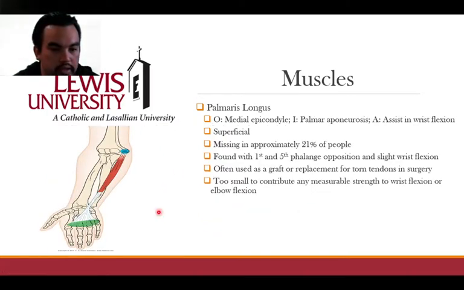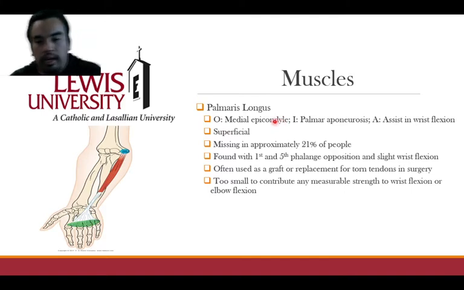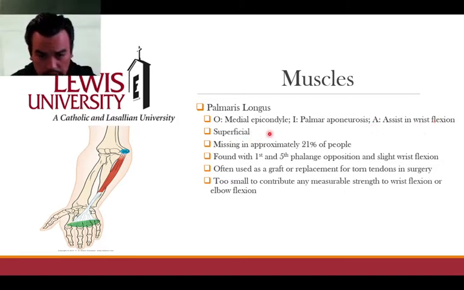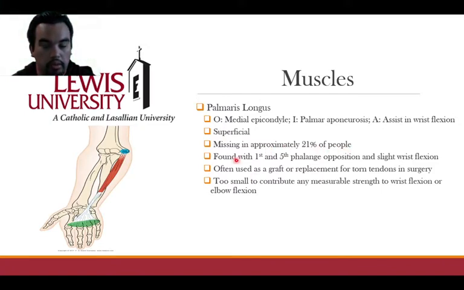Palmaris longus, that is on the medial epicondyle, and it goes to the palmar aponeurosis. It assists in wrist flexion. It's superficial, and it's actually missing in about 21% of the population. It is found with the first and fifth phalangeal opposition and slight wrist flexion.